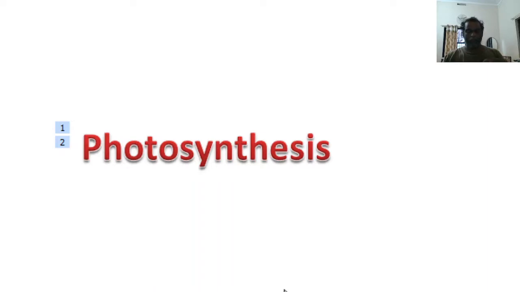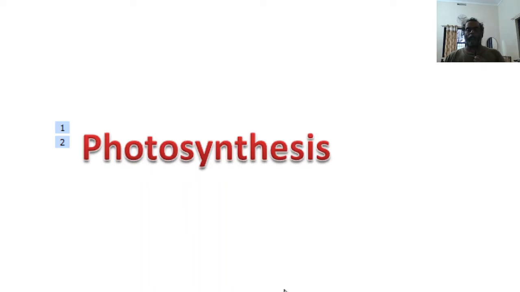My dear children, today we are discussing photosynthesis. What is photosynthesis? Photosynthesis is the process with which a plant makes glucose. Photo means light, synthesis means making. What are the raw materials of photosynthesis? Water and carbon dioxide. These are the two raw materials.